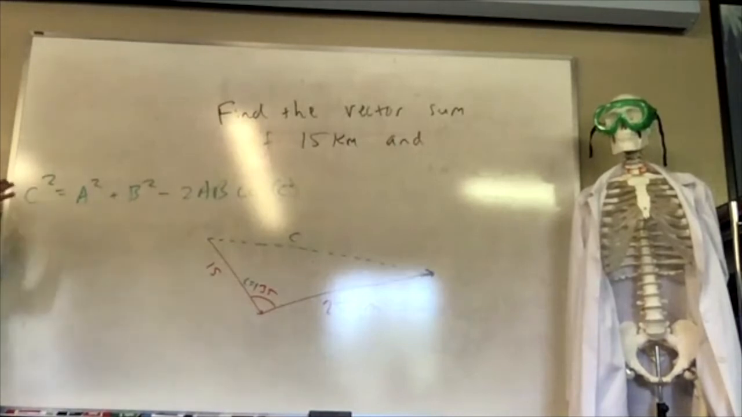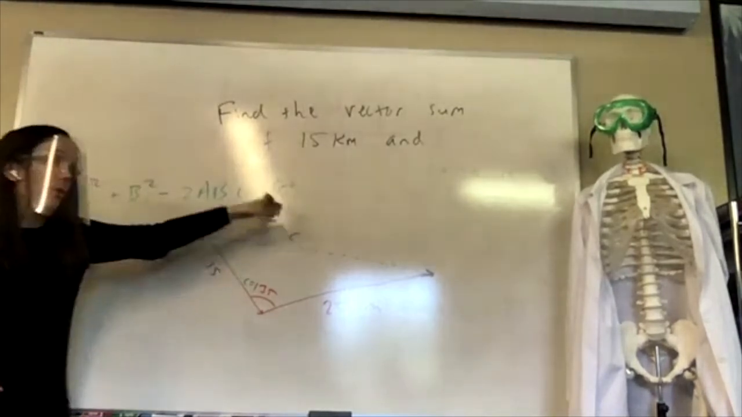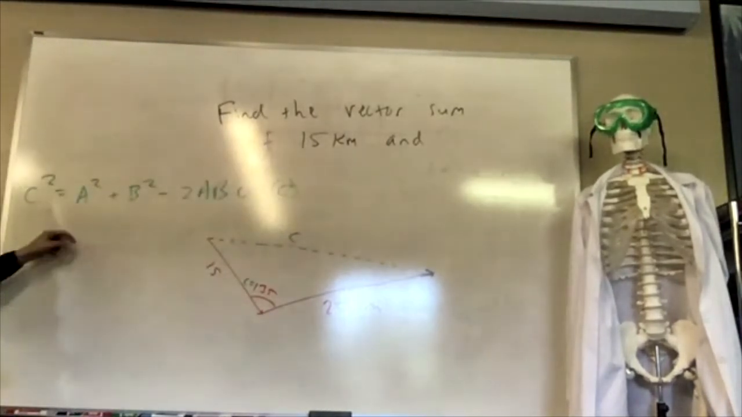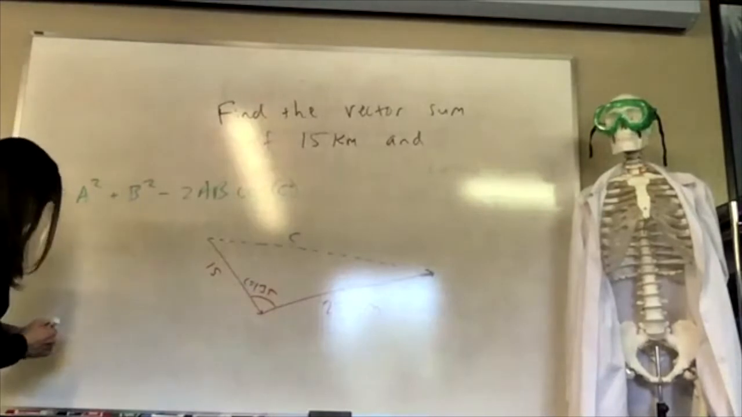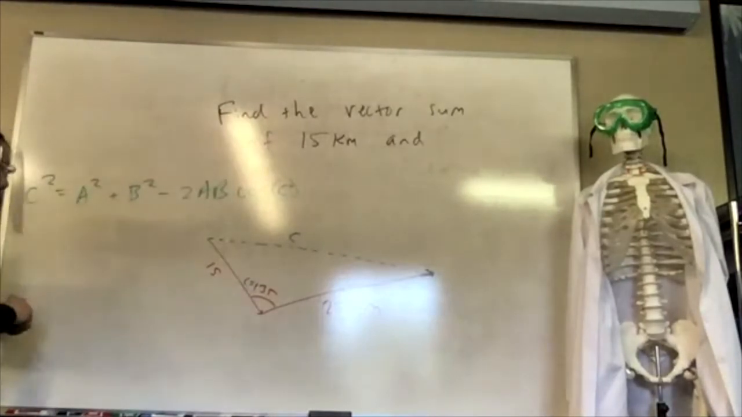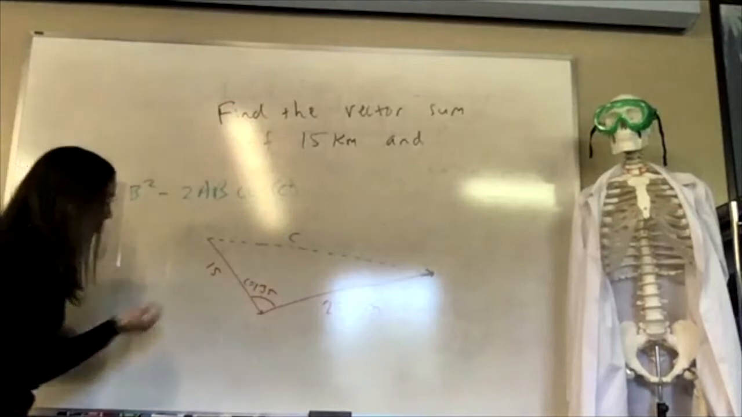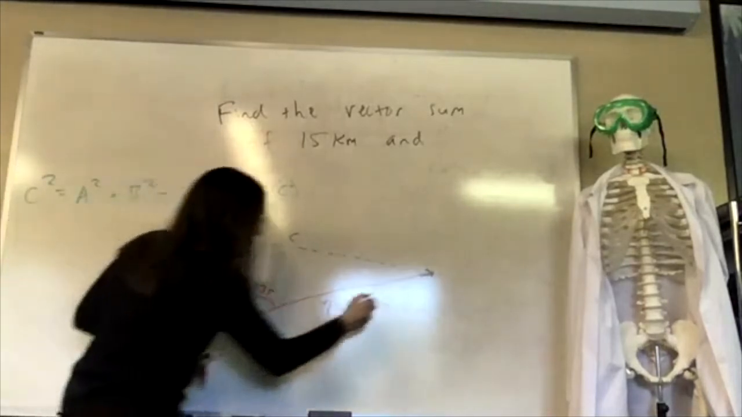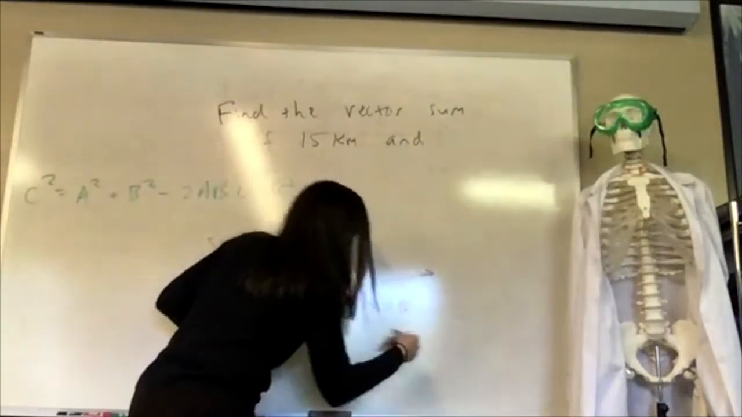So again, how do we know which one is C, A, and B? Well, C is our unknown. And so that's always the first one right here. So our unknown goes first. It's the angle of the unknown as well. The other sides are A and B. It doesn't matter which one is A or B. It can go either way. But we'll just call this one A and this one B. But we get the same answer if we reversed it.